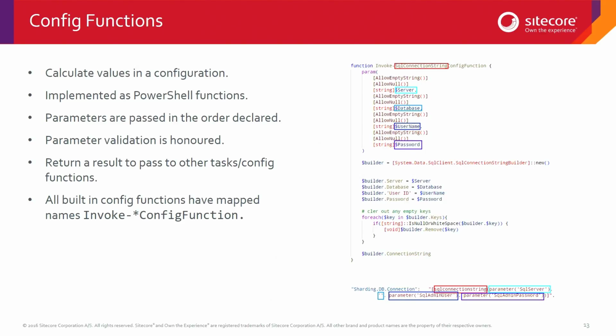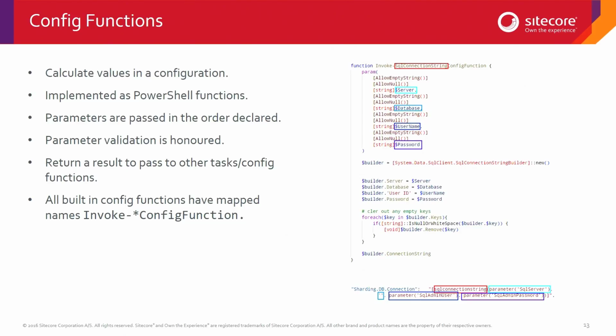And then lastly, you can see the same kind of mapping. We've got the invoke SQL connection string config function. And down the bottom here, you can see that it's being called SQL connection string in syntax there as well. So John will talk about some further config functions later on when he goes through the more real world demo.